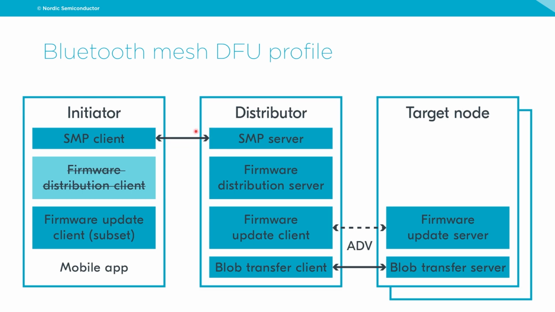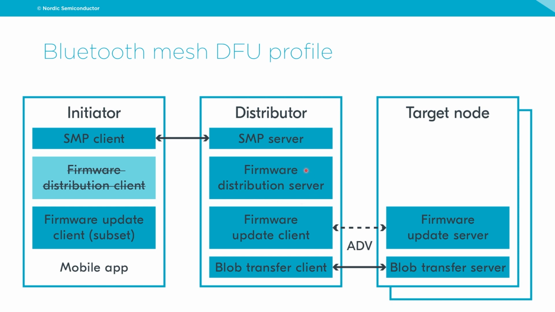So if we would be using a mobile app or mobile phone, this is where the initiator and distributor roles are better defined because it's clear why they are split. The initiator would then get the firmware from the internet, and then it would transfer it to the distributor. In our mobile app, the mechanism defined in the Bluetooth mesh specification uses the firmware distribution client, which we do not support, but we do support the firmware distribution server on the distributor side.